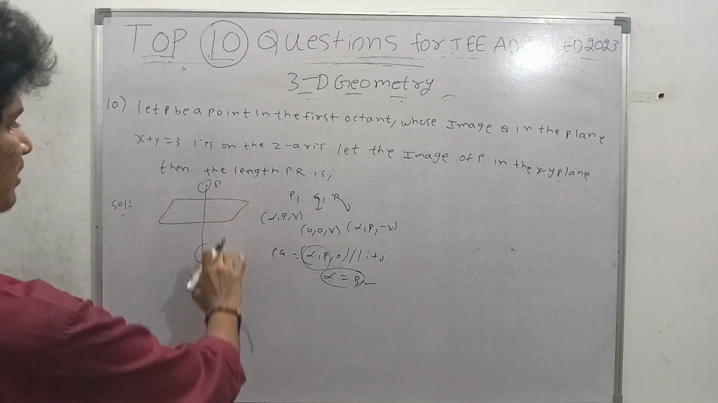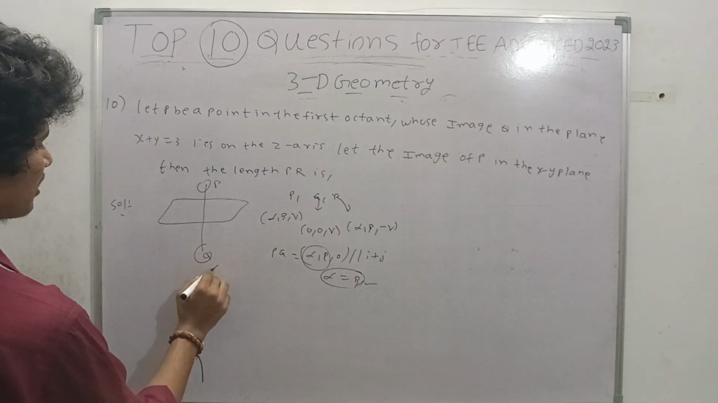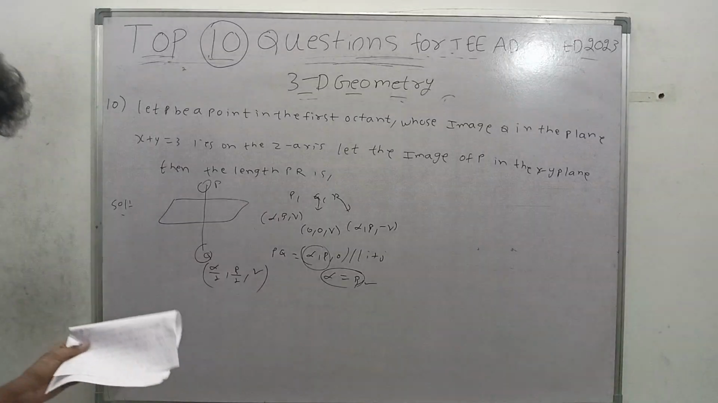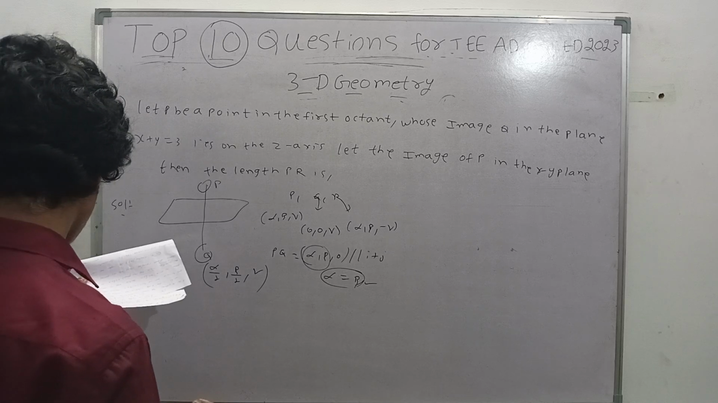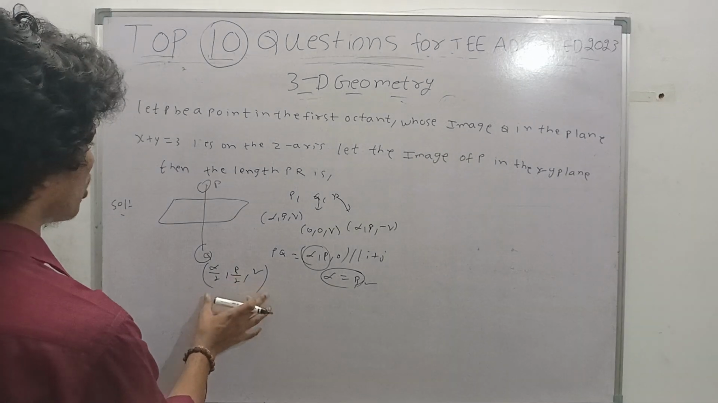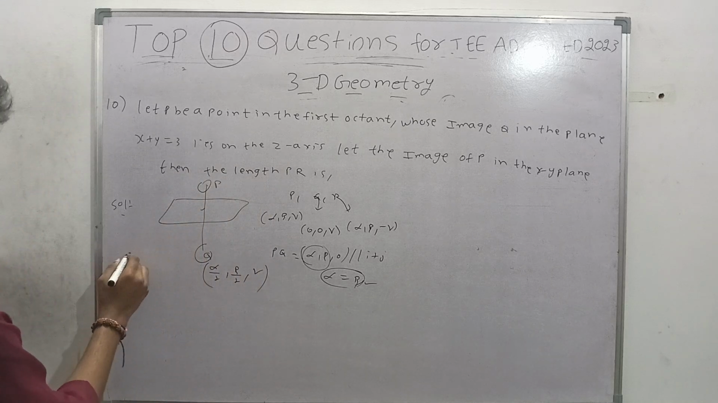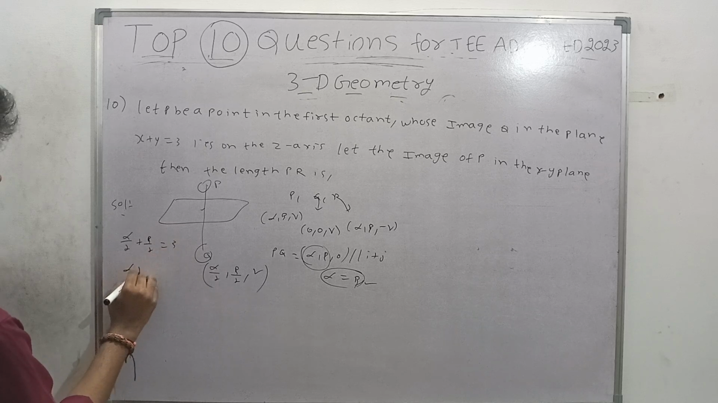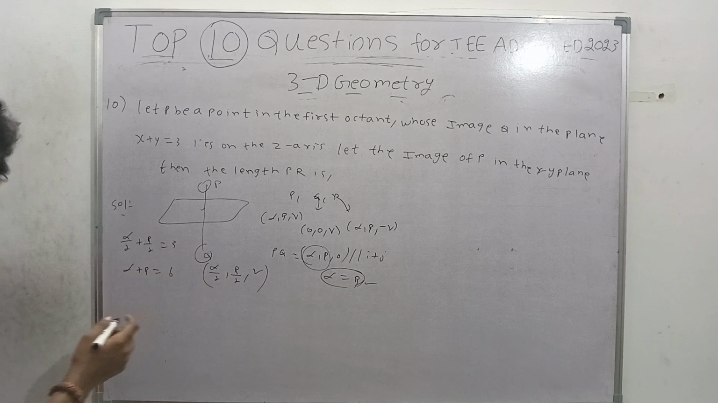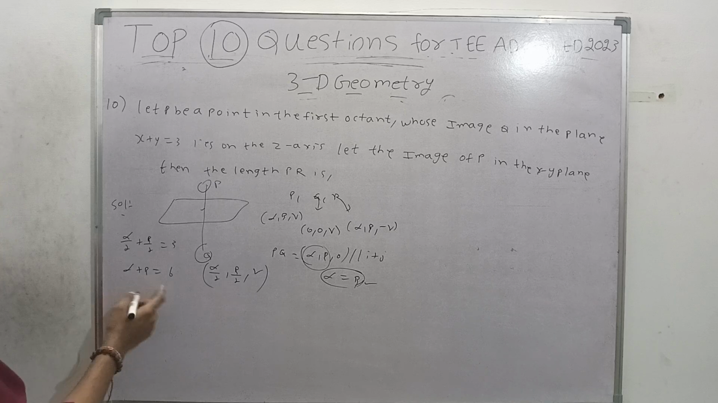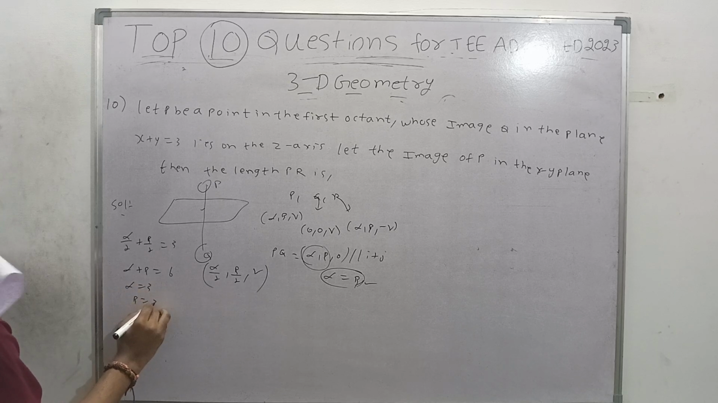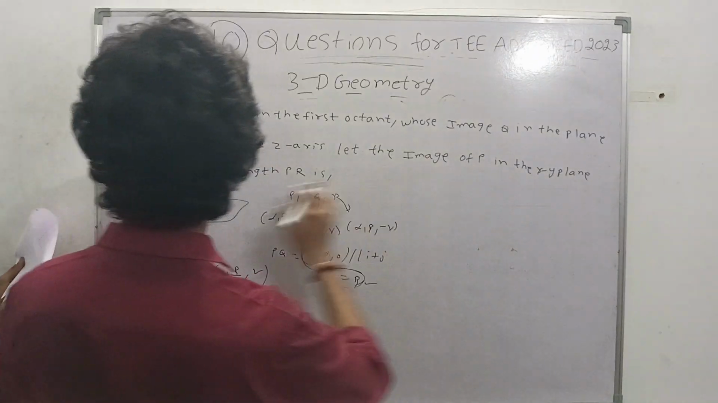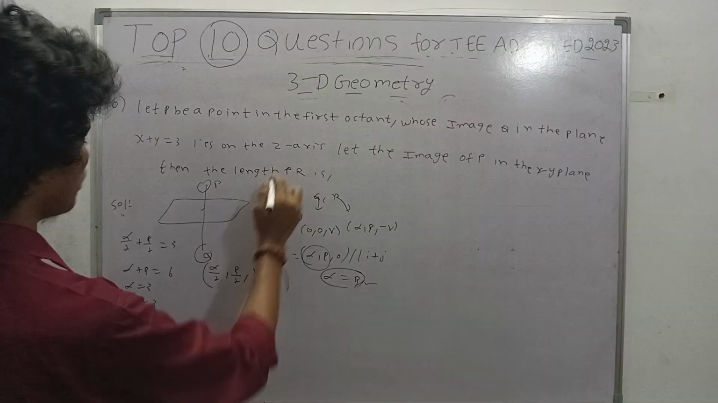Now this point is P, this point is Q. We can take the midpoint. What is the midpoint? Alpha by 2, beta by 2 and gamma. This midpoint is lying on the plane x plus y equal to 3. So alpha by 2 plus beta by 2 equal to 3, alpha plus beta equal to 6, and we know alpha equal to beta, so alpha equal to 3 and beta equal to 3. Now they are asking for the length of PR.